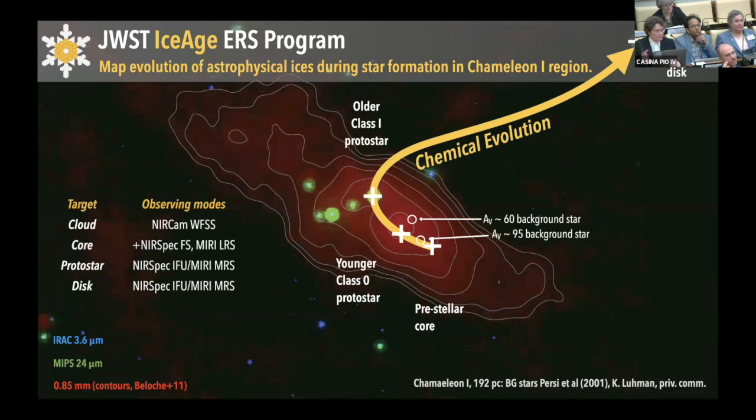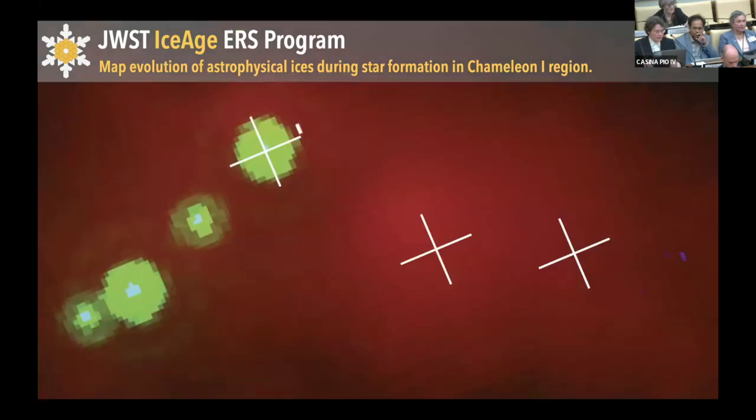So for the cloud and the prestellar core, we used a combination of NIRCam wide field spectroscopy and supplemented that for two lines of sight with NIRSpec fixed slit mode and MIRI LRS. Then for the protostar and the disk, which have physical structure, we mapped those using the IFU modes of NIRSpec and also MIRI. Now I'm going to zoom in on this central region here.